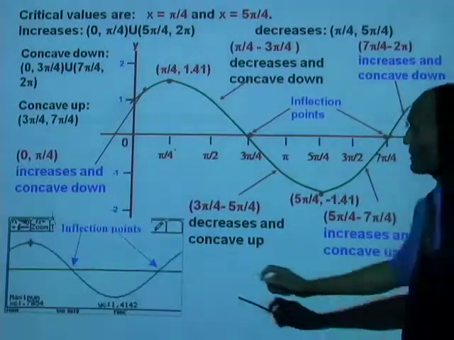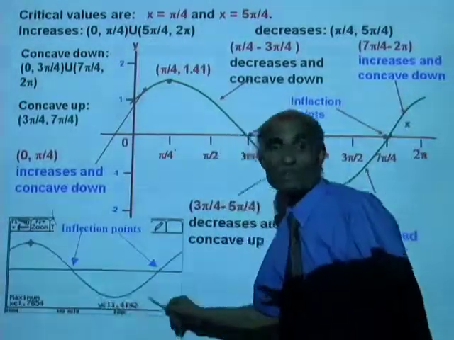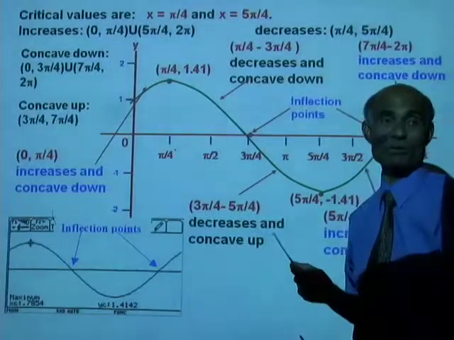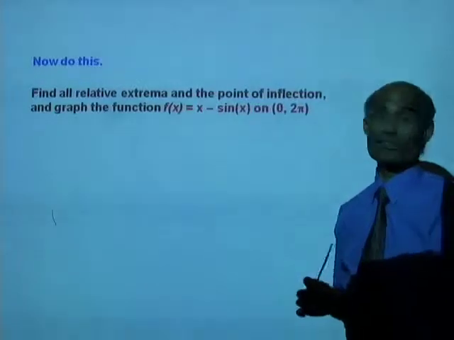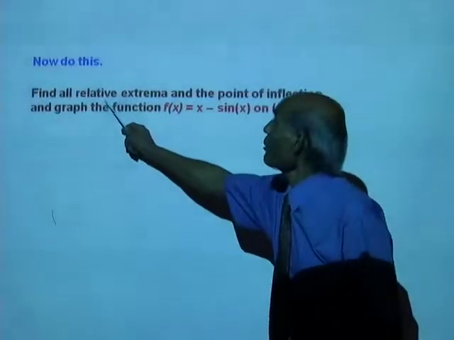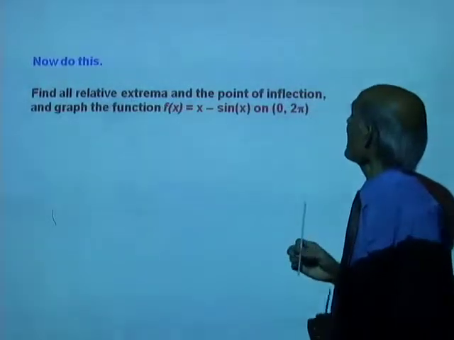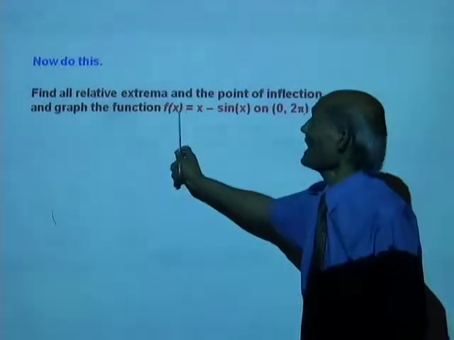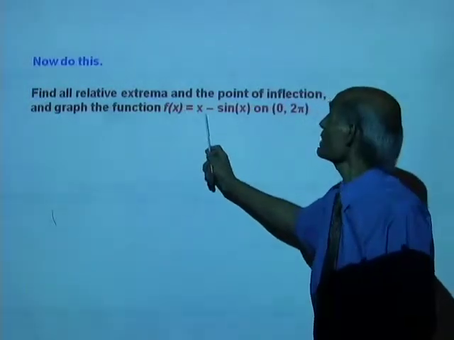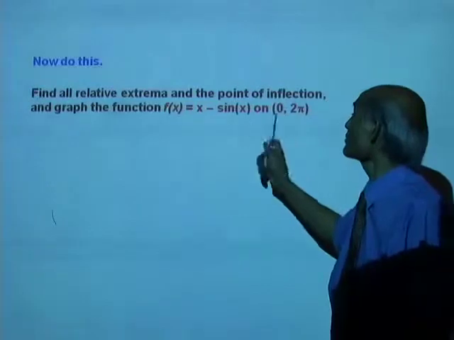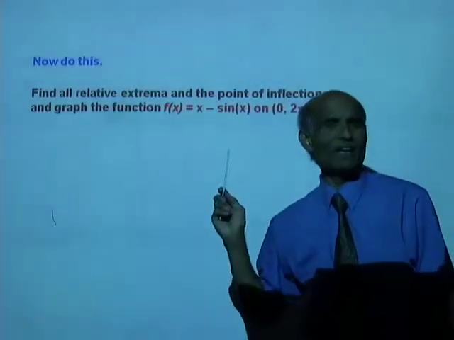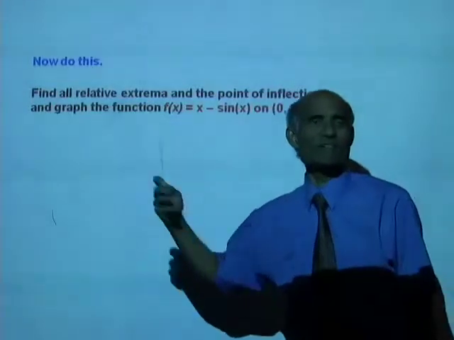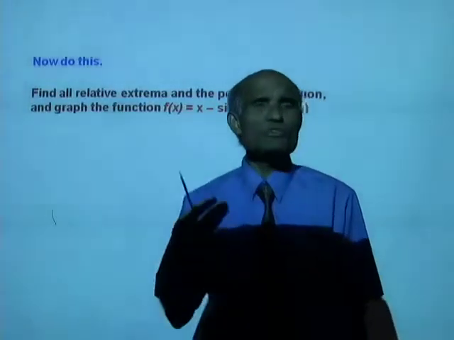Alright. Now look at the graph of that. You can plot that graph on your calculator on your own. And now try doing this. Find all relative extrema and the point of inflection and graph the function f of x equal to x minus sine x on 0 to 2 pi. It's a little simpler than you think it is. So try that and let me know how it is going.